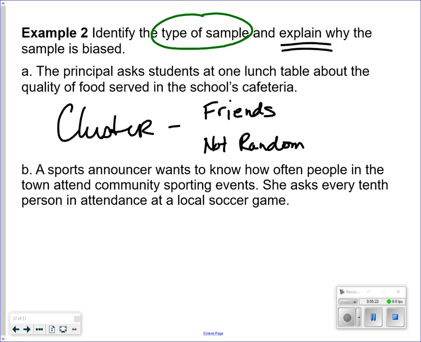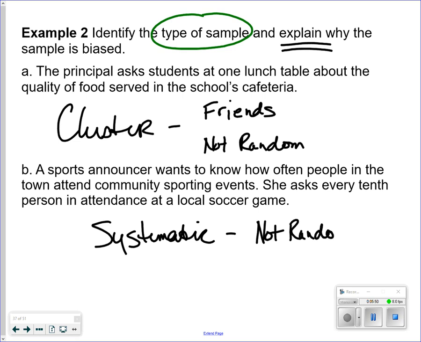A sports announcer wants to know how often people in the town attend sporting events. She asks every 10th person in attendance at the local soccer game. All right, so that would be considered systematic because you came up with a rule as to how you are going to ask your questions. There's, again, a variety of reasons. You're talking about sports in a town and you're actually talking to people that go to sports. So again, it's not random. So that makes it somewhat biased there.